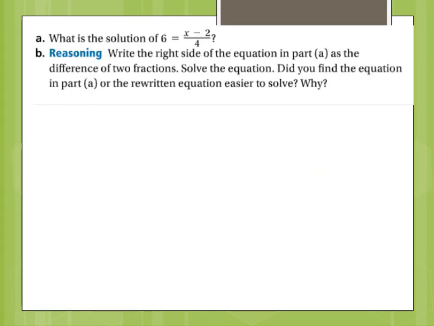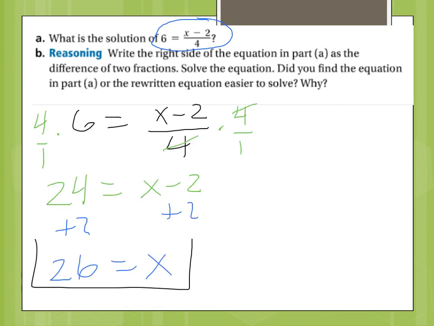Right now you should pause the slide and try this equation by yourself, choosing one of the two ways. You should have gotten that x is equal to 26. I personally like to get rid of the huge division bar first, so I multiply by 4 on both sides, and then I added 2, because the opposite of dividing is multiplying, the opposite of subtracting is adding.